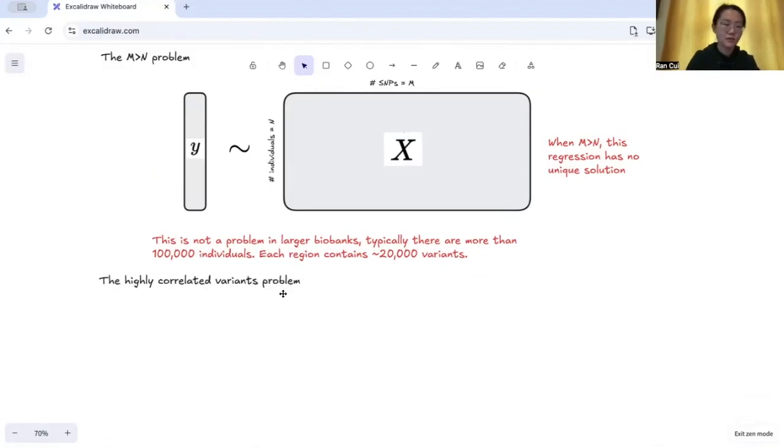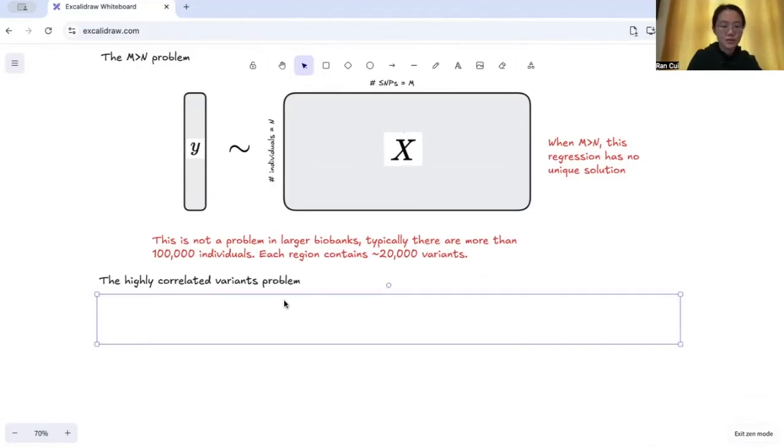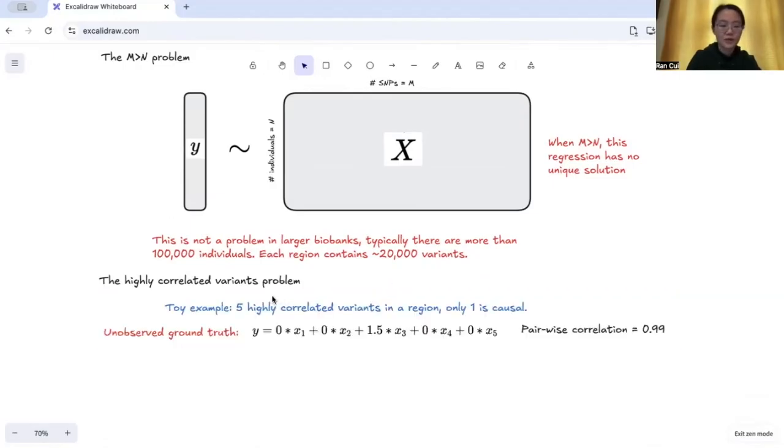correlated variant problem. This is very common in real data, and it's not going to get resolved by increasing sample size. So I want to show you what happens when there are highly correlated variants in a region. Again, let's see a toy example of 5 highly correlated variants in a region, and only one of them is causal, like this third one has a non-zero contribution to the phenotype. But again, you don't know this. This is just unobserved ground truth.